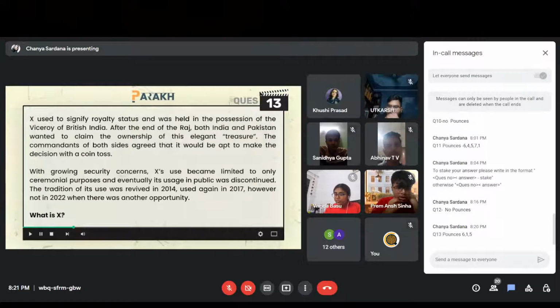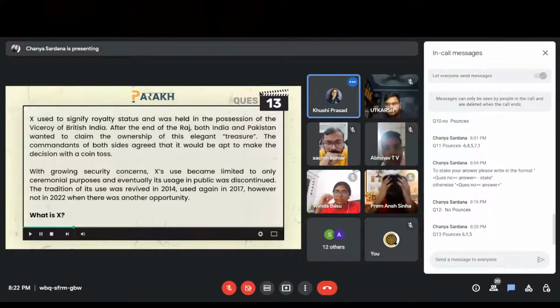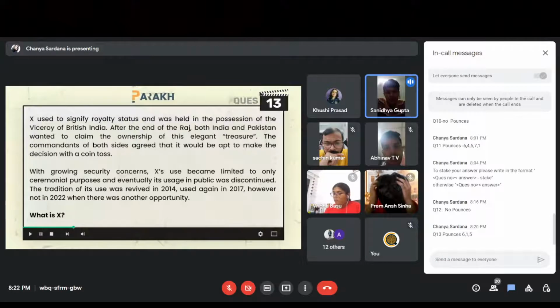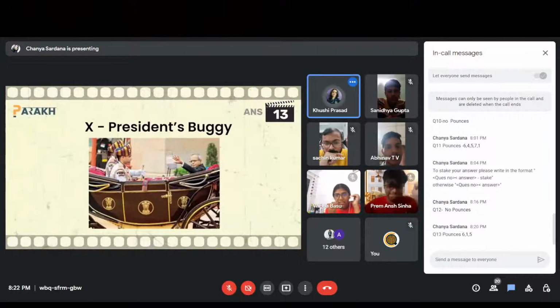Is it Imperial Crown? Team 6, they have pounced. Team 5 have pounced. Team 4, are these British coins? Okay, so the answer is President's Buggy. So team 1, 6 and 5 got it correct on pounces, so they'll be given 20 points.